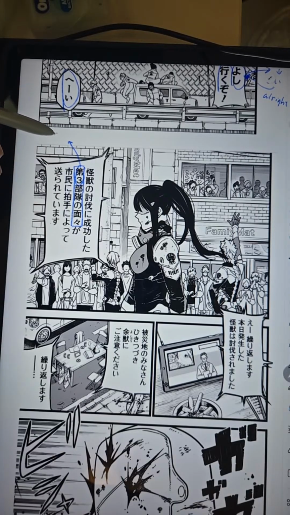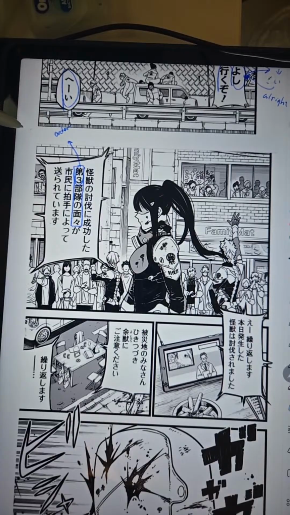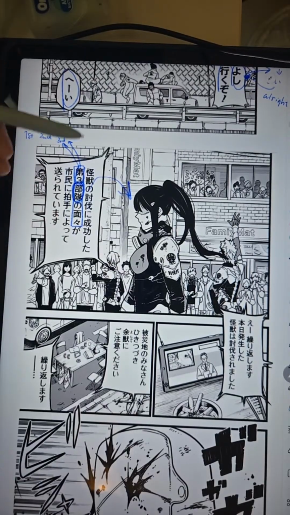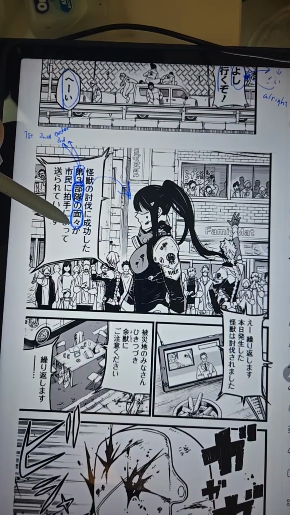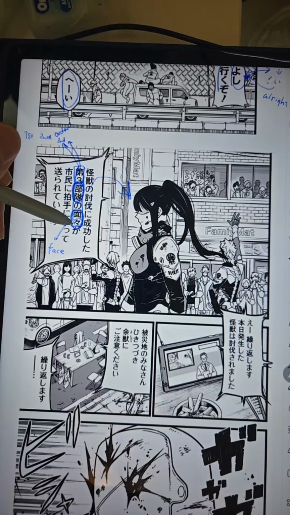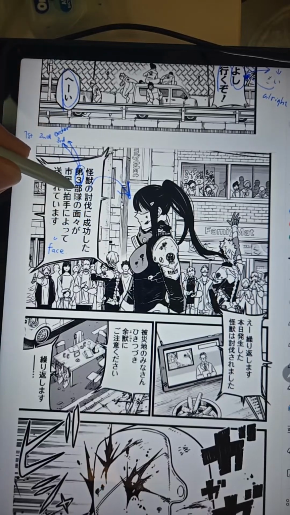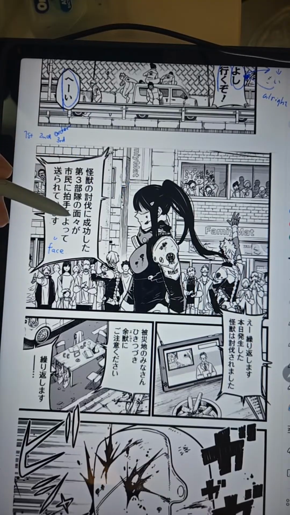第 adds an order, meaning like first, second, third, this kind of order. So 第三, third. 第三部隊, group of army. 面々, not men. Men on its own means face. So the second kanji repeats the previous kanji. So men, faces. The faces of the third group, troop, meaning people, basically, right? People of the third troop is the noun.